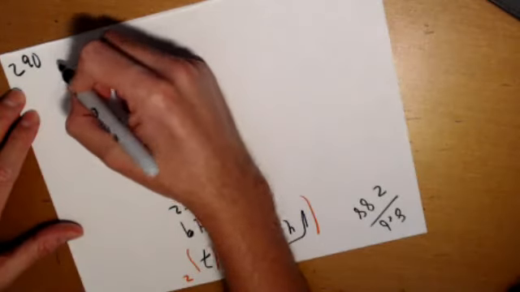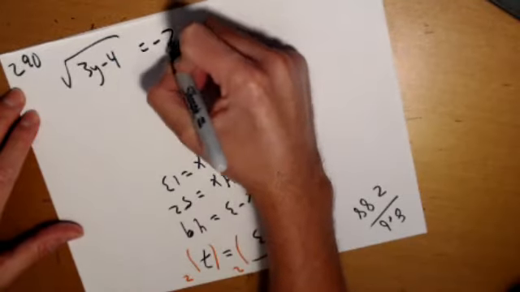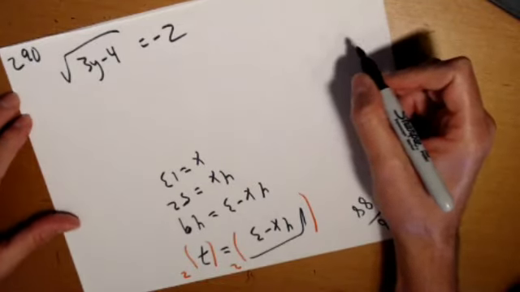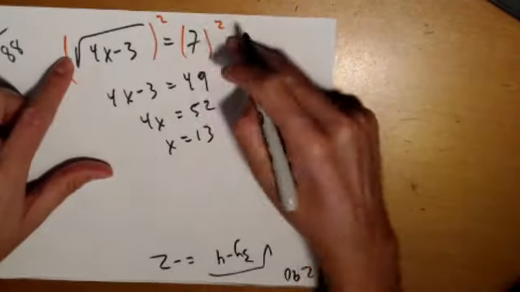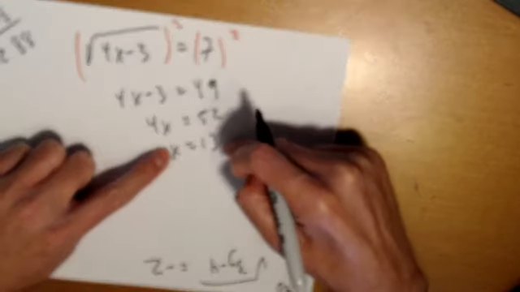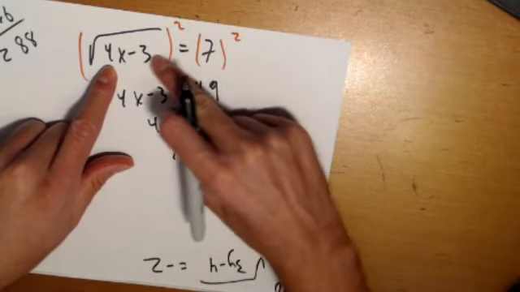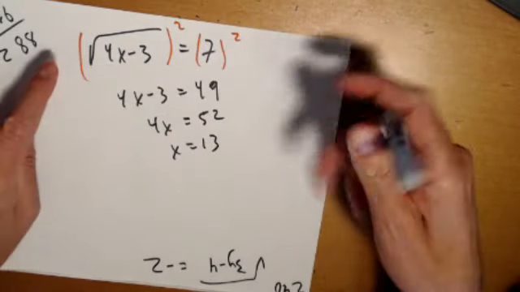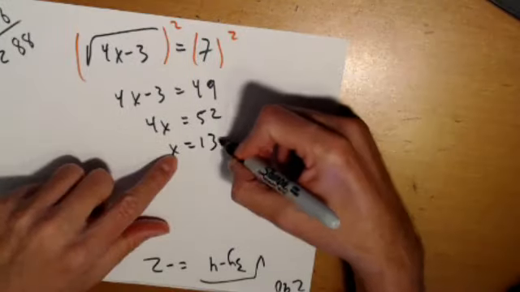290. The square root of 3y minus 4 equals negative 2. Every once in a while, they're going to try and trick you. I just told you a second ago it's real easy to square both sides and then solve it. I forgot to mention something. Once you get your answer, plug it back in and make sure it works.